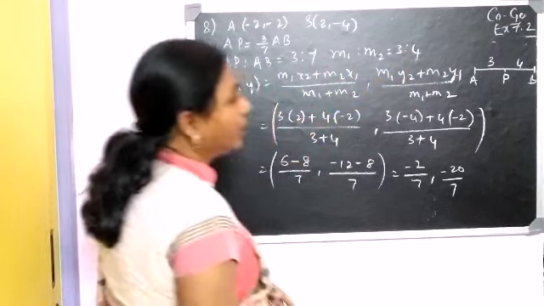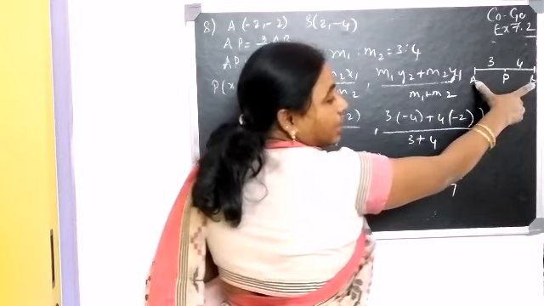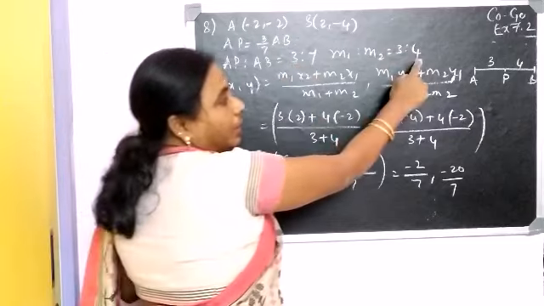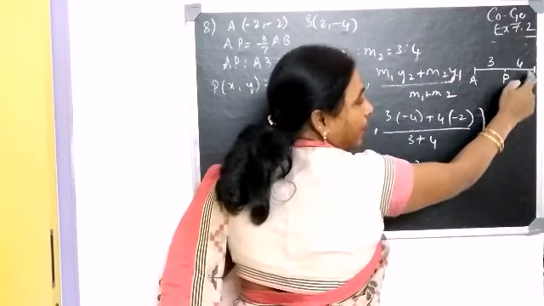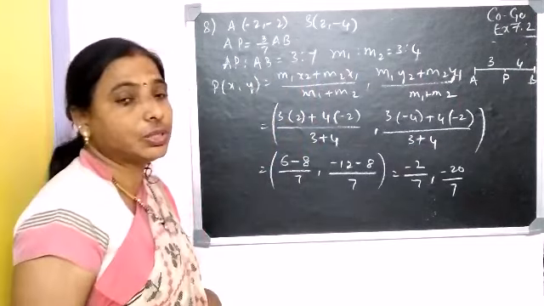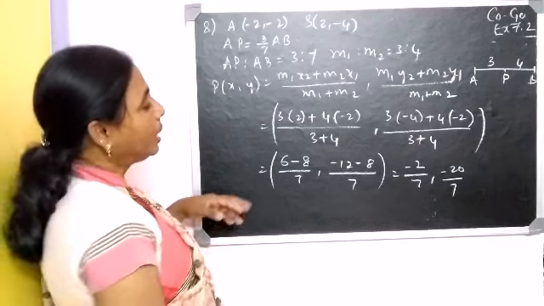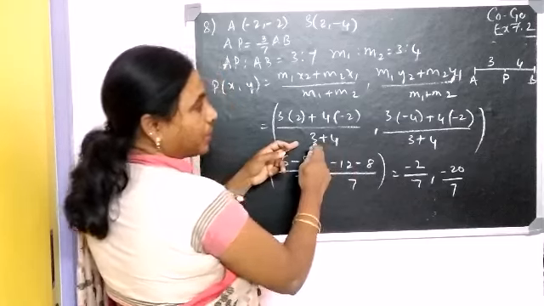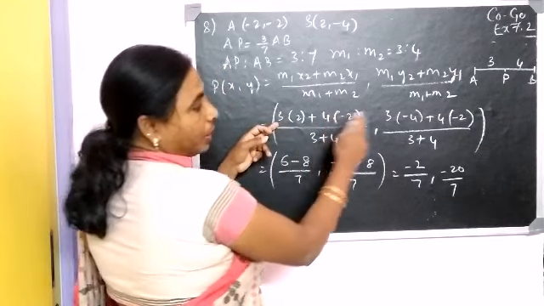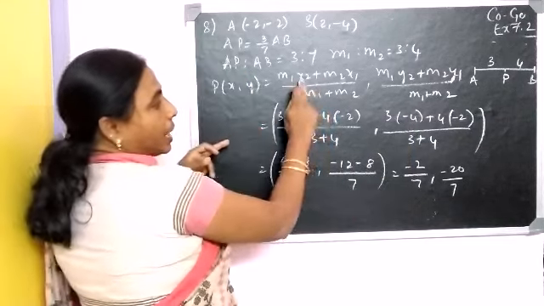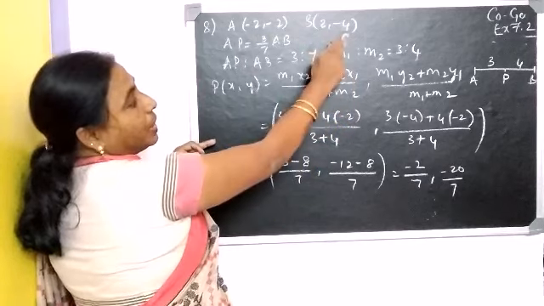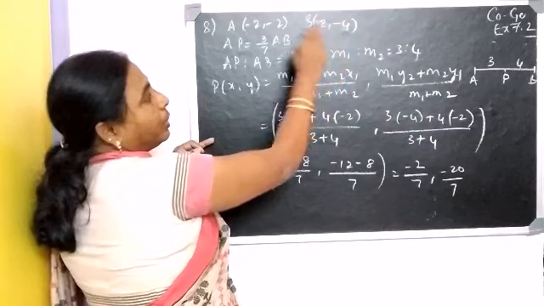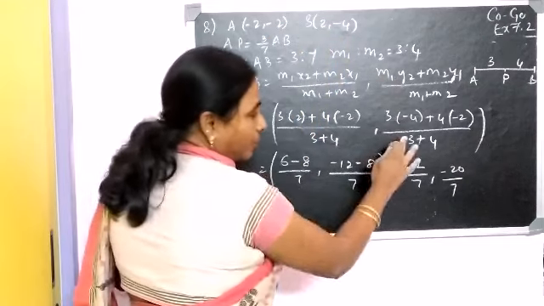The reason I will tell you: AB they are telling is 7, AB full is 7, remove 3, that gives you m2, that means this PB here is 4. Therefore m1 is to m2 becomes 3 is to 4. Now m1 is to m2 is 3 is to 4, with 3 plus 4 in the denominator. And x2, x1 are from these two points, that is x2 and x1, y2, y1. So substitute everything.